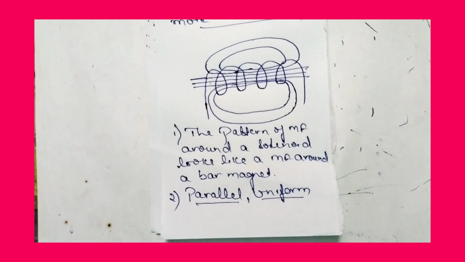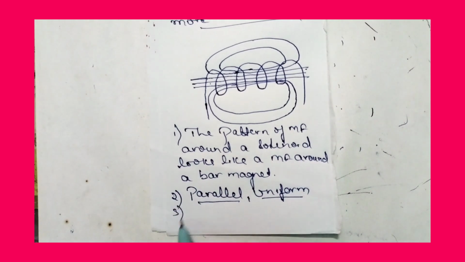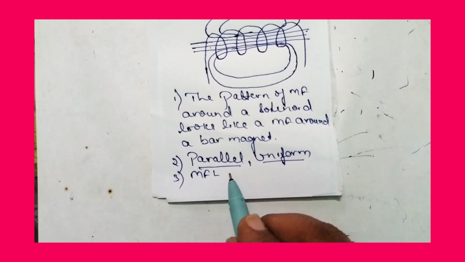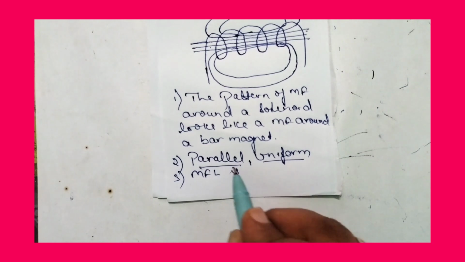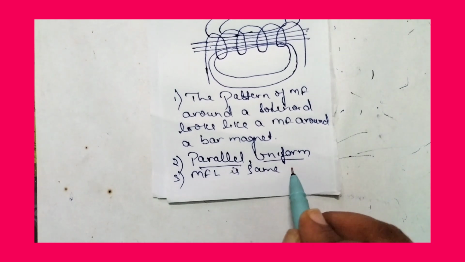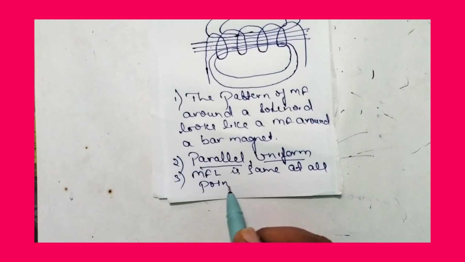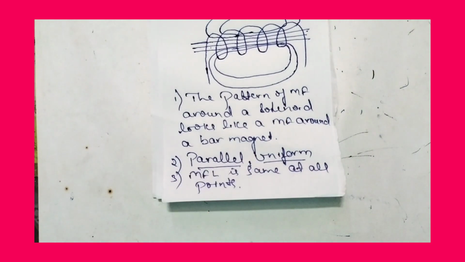The magnetic field line strength inside a solenoid is the same. Magnetic field line strength at the center is the same at all points. At the center, the magnetic field line strength will be the same at all points. So these are the 3 points that you have to keep in mind regarding a solenoid.